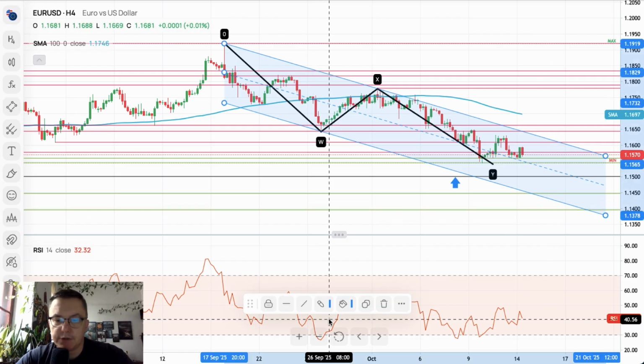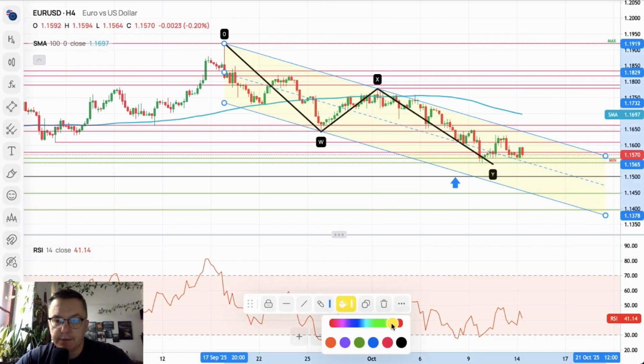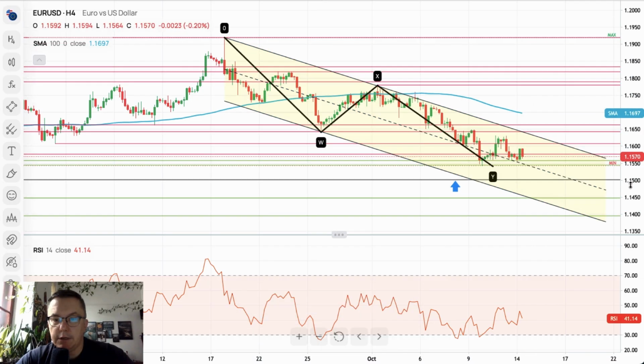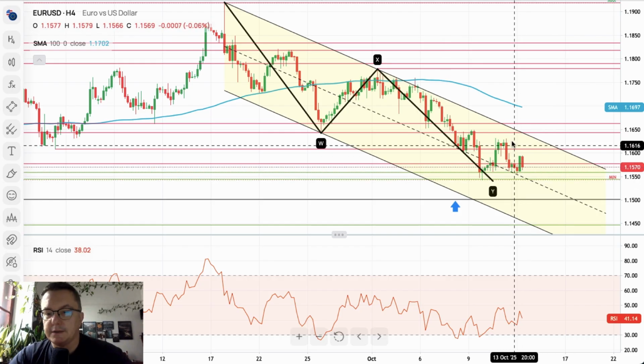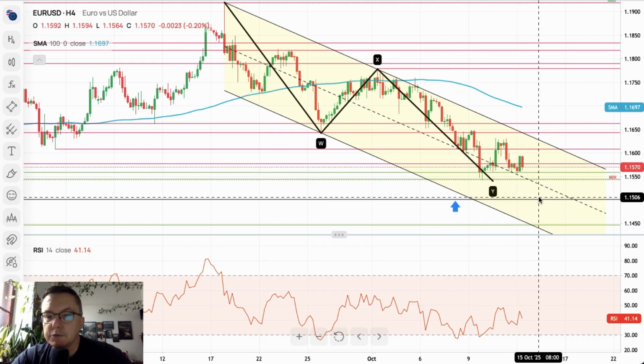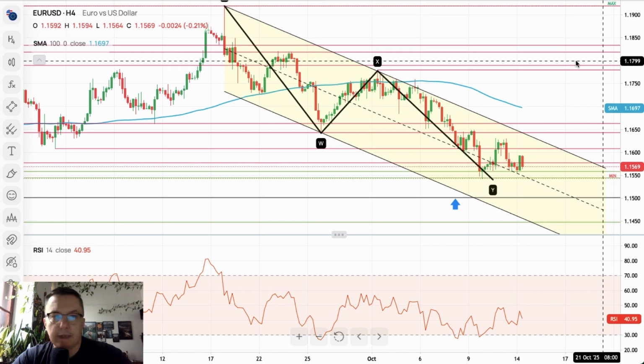Let me just change it here. Inside will be there you go, and that will be there you go. So if we take a look at this channel, pure technical channel, there is still room to the downside, right? So as we move inside of this channel, we can hit even the level of 1.1501 in that situation. So there is no problem of doing this whatsoever for the euro dollar.